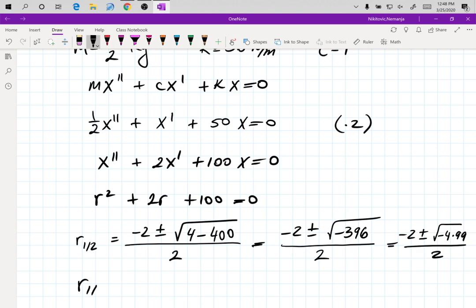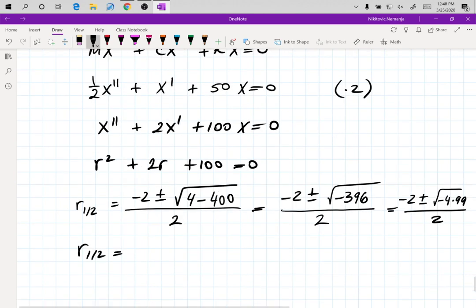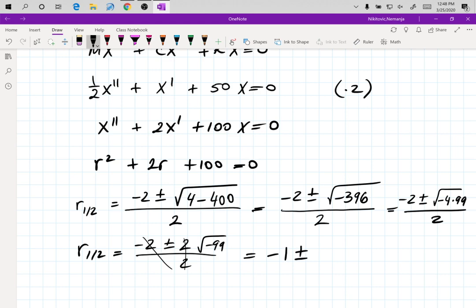So r 1/2 is negative 2 plus minus 2 square root of negative 99 over 2, so I can cancel these 2's. That's going to be negative 1 plus minus i square root of 99. Now I can kick out a 9, which would make it 1 plus minus 3 root 11 i. I don't like it. I'm just going to keep it root 99. i root 99. It's nicer looking.